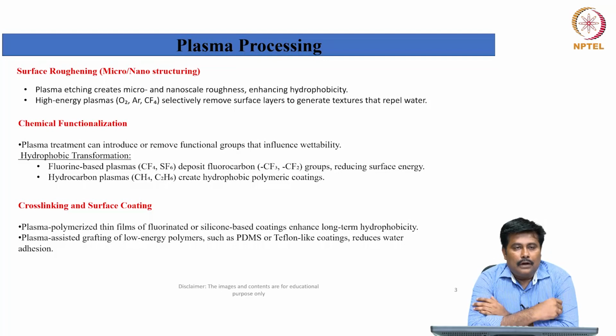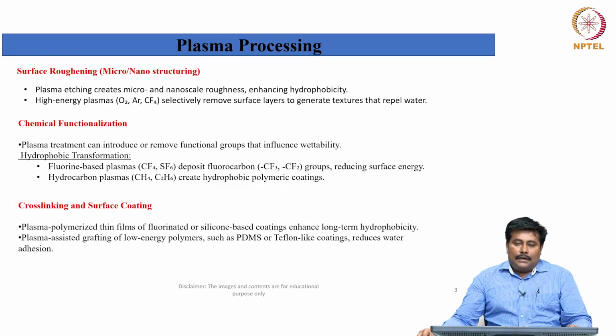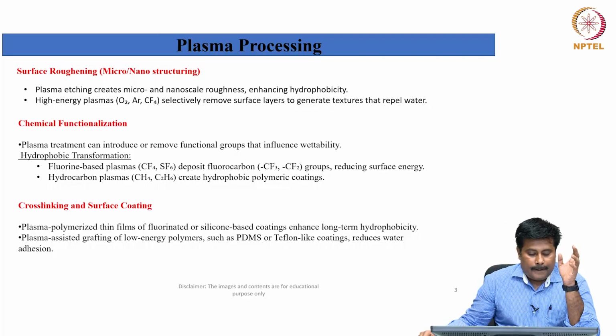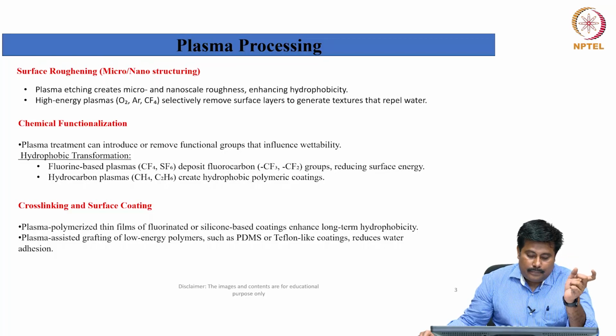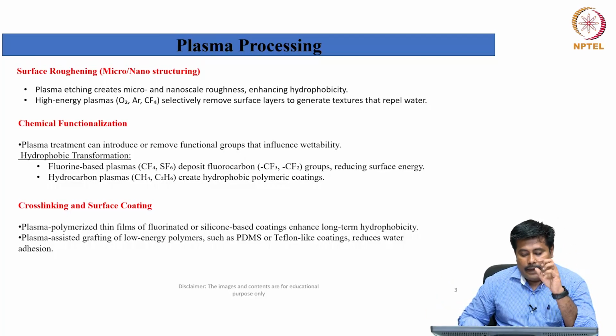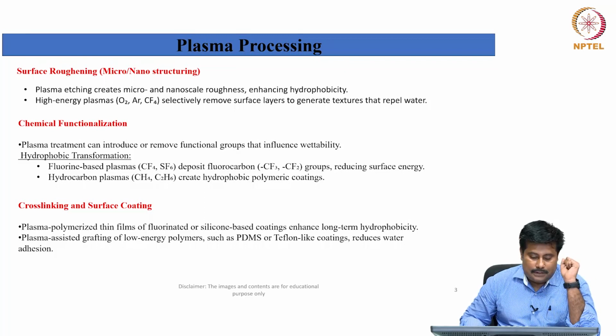Another technique is chemical functionalization. Plasma treatment can introduce or remove functional groups that influence the wettability. For the hydrophobic transformation, a fluorine based plasma deposits a fluorocarbon group, reducing the surface energy. The hydrocarbon plasma creates a hydrophobic polymeric coating on it. Through this process, we can have a hydrophobic transformation in this system.